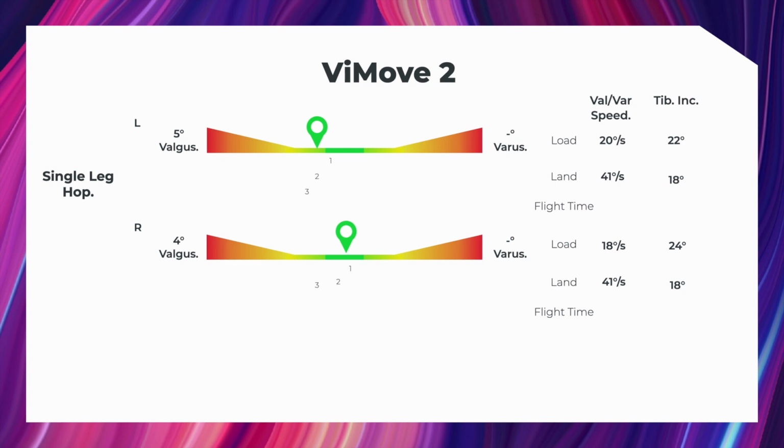But then the numbers on the right hand side, the valgus varus degrees per second, 20 and 18 degrees on the left and the right in the loading phase, and then 41 degrees on both during the landing phase is perfect. Really, really happy with that. And the tibial inclination, 22 and 24 degrees on the loading phase, and then 18 degrees on the landing phase. Perfect. Again, brilliant. This is everything I wanted to see, because this has built me confidence that this person is ready to return to running. We can start introducing them back into running.